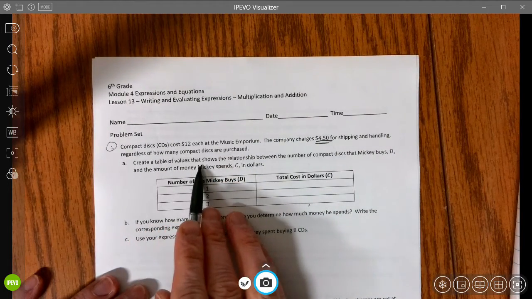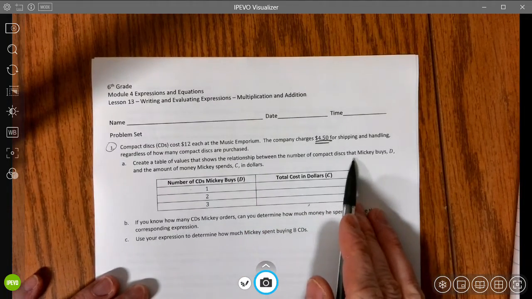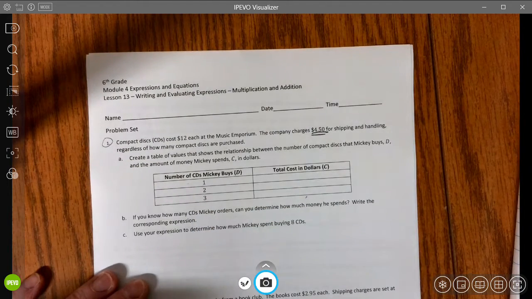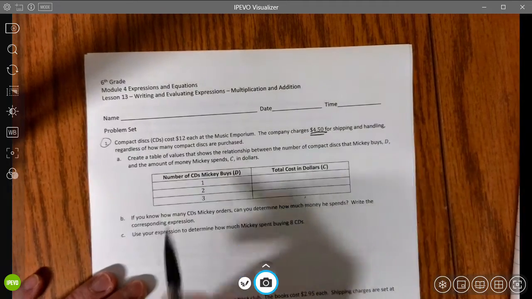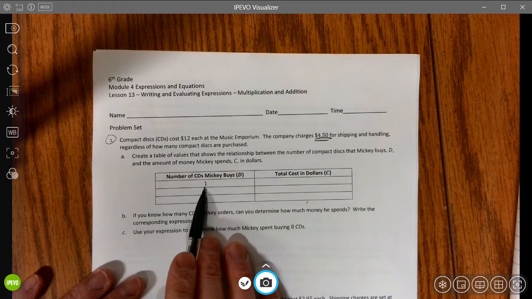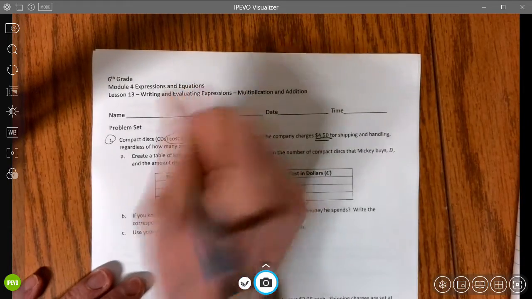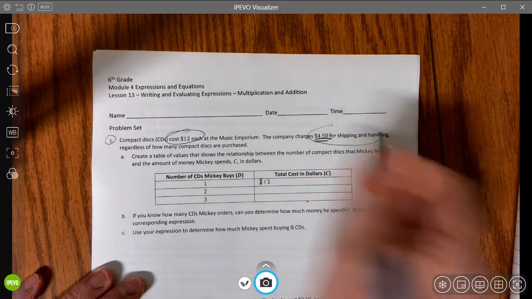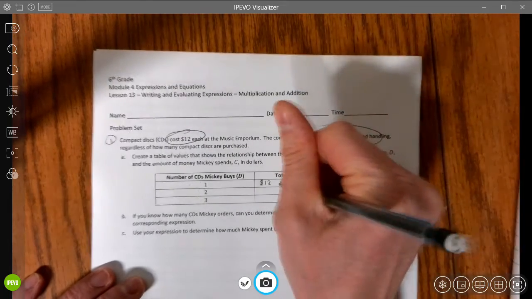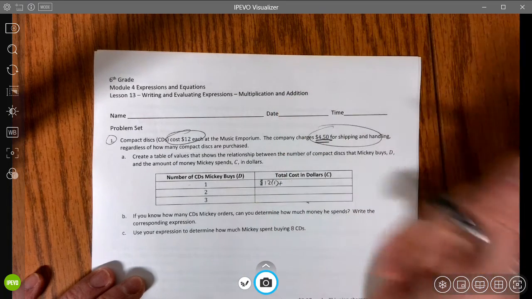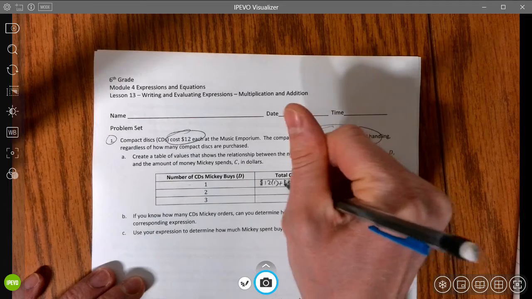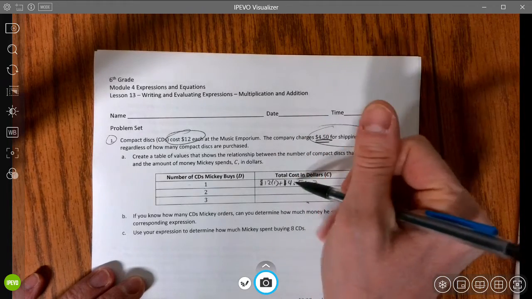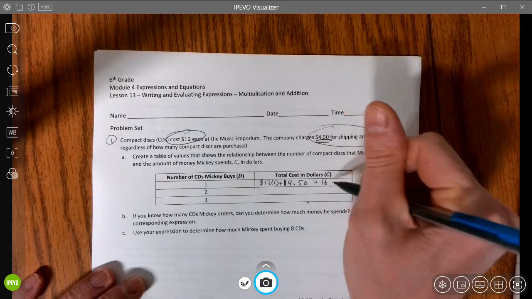So create a table of values that show the relationship between the number of compact discs that Mickey buys, D, and the amount of money Mickey spends, C. Okay? So, if Mickey buys 1 compact disc, okay, well, how much is 1 compact disc? It's $12, right? And how much does this company charge for shipping and handling? Well, it's $4.50, right? 12 times 1 is 12, plus $4.50. It's going to be $16.50.